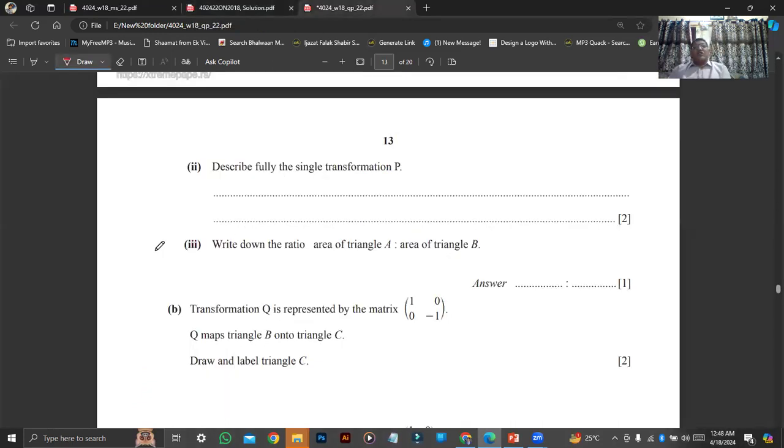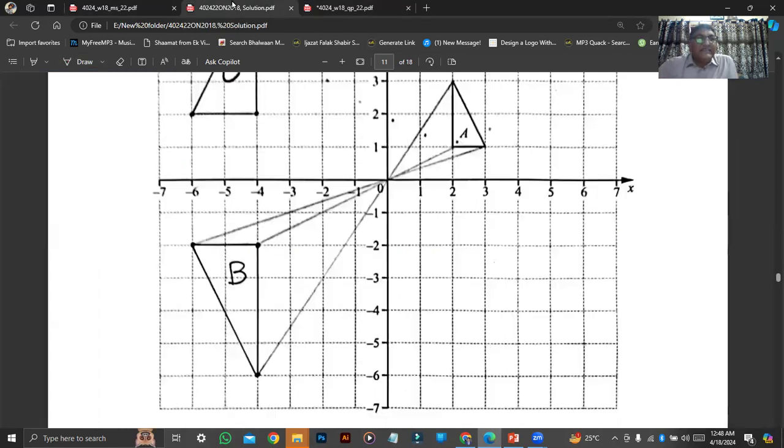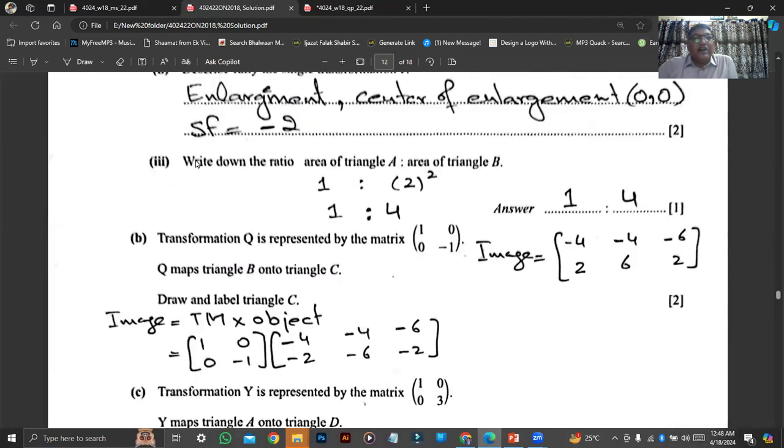Then he says, write down the ratio of the area of the triangle A and the area of the triangle B. Because this is an enlargement, the area of the image is k squared times the area of the object. So because the scale factor is 2, the ratio of the area of the object to the area of the image will be 1:2 squared, that is 1:k squared.